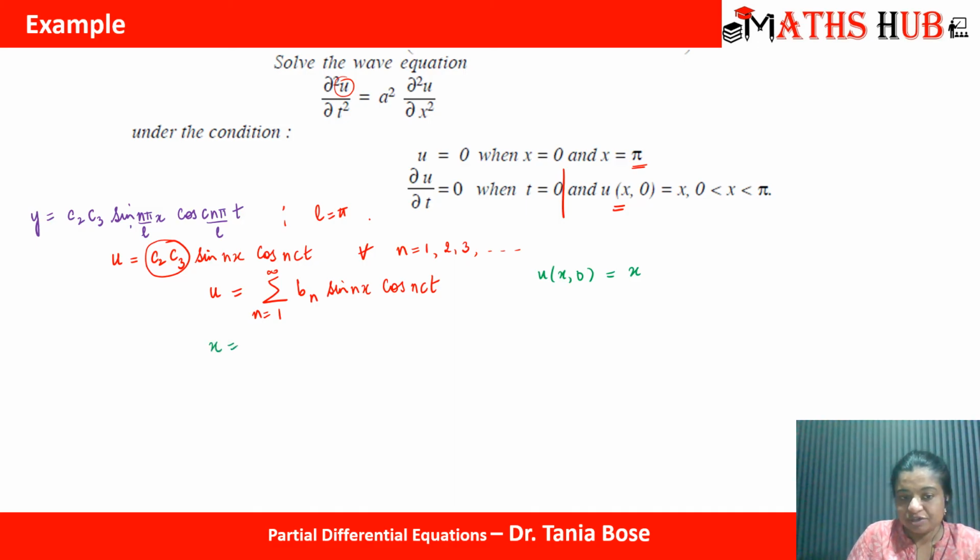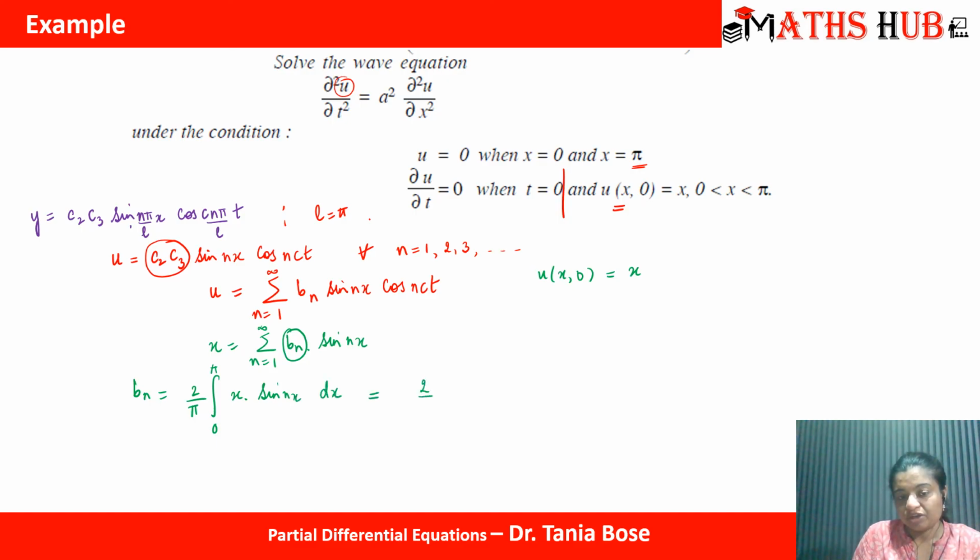So x is equal to summation n going from 1 to infinity Bn. Put t equal to 0. So we will get sine nx. So now we need to calculate this Bn coefficient. Now what is this? Can you see that this is a Fourier sine series, right? With Bn. So what will be Bn then? Bn will be 2 by L. L is pi, the length of the string. 0 to pi. What is my function? X into coefficient sine nx.